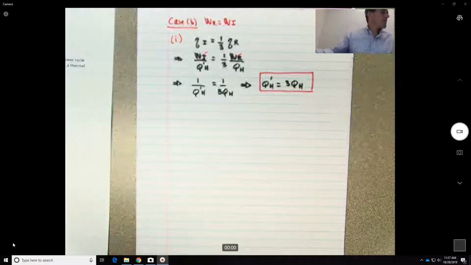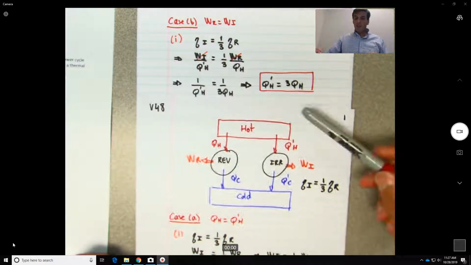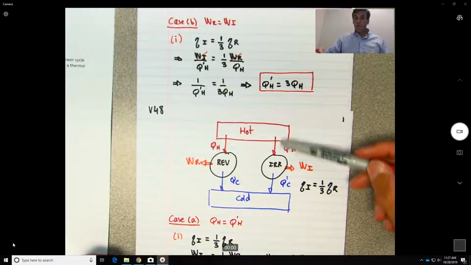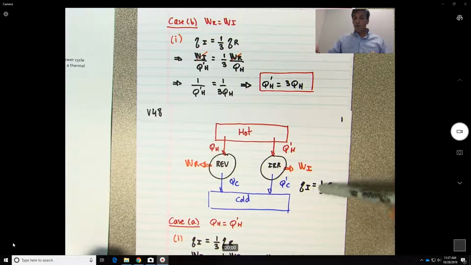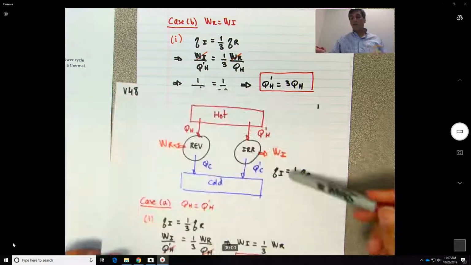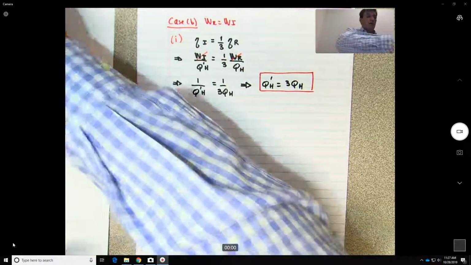in order to get the same amount of work, basically that means that this one here will be absorbing 3 times the amount of heat than this one in order to get the same work with this efficiency. It kind of makes sense, okay? You think about it.